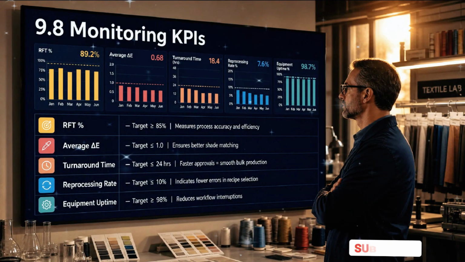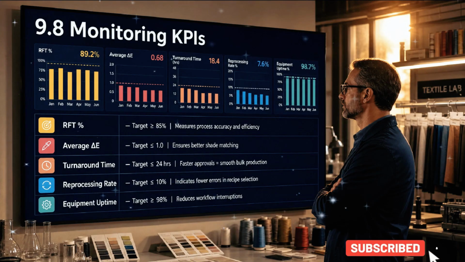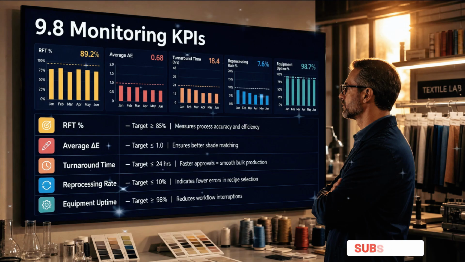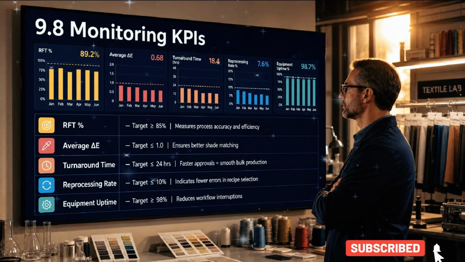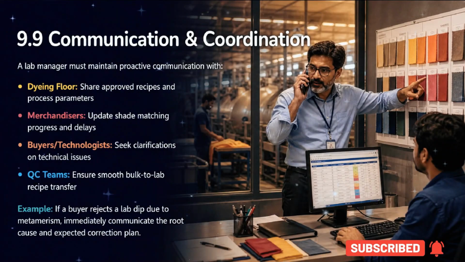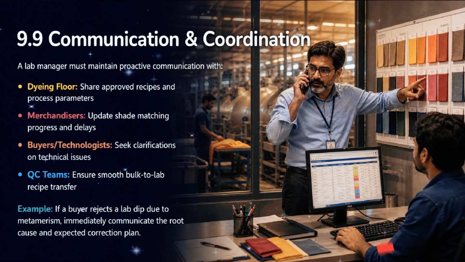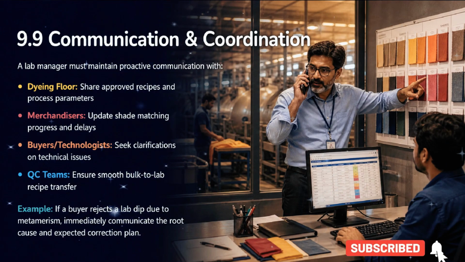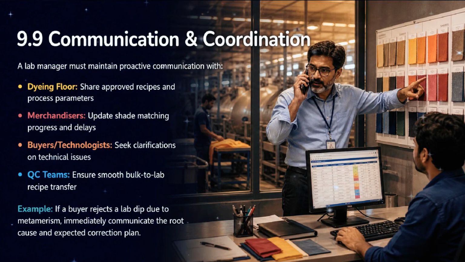Monitoring KPIs is essential for long-term success. Key metrics like right first-time percentage, average delta E, turnaround time, reprocessing rates, and equipment uptime provide a clear picture of lab performance. A lab manager must maintain proactive communication across the organization, including the dyeing floor, merchandising teams, buyers, and QC teams. Clear, immediate communication is crucial when addressing issues like metamerism.